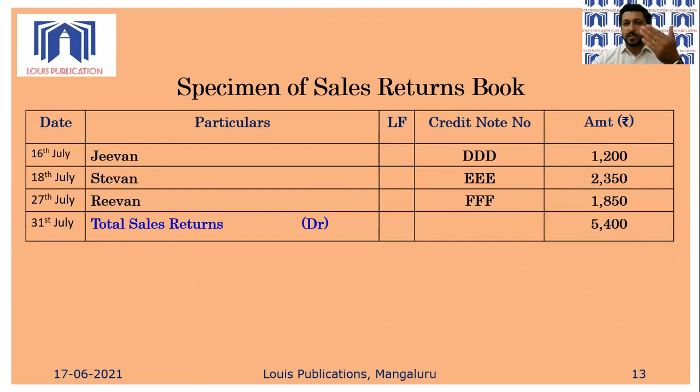Similarly, in case of purchases, sales, purchase returns, we use the word sundries. Total sales return, there we record to sundries because sales returns account will be debited. So this is about sales returns book.